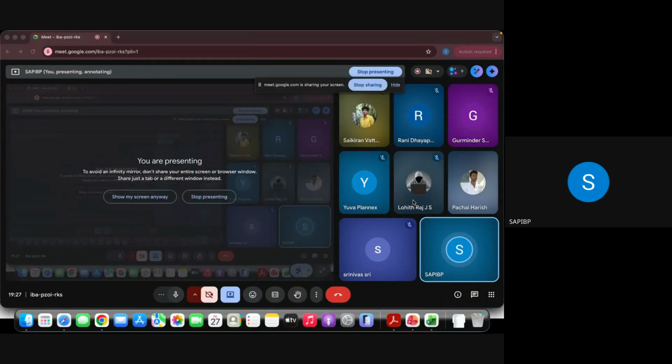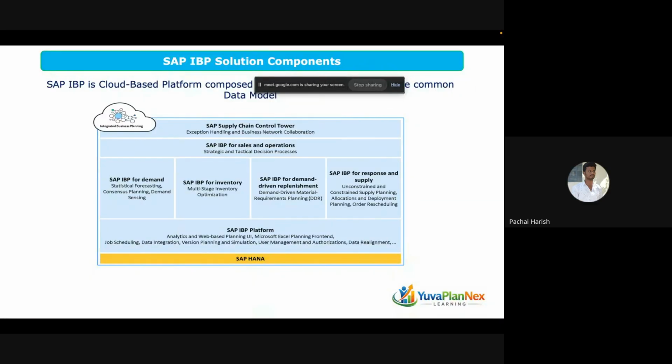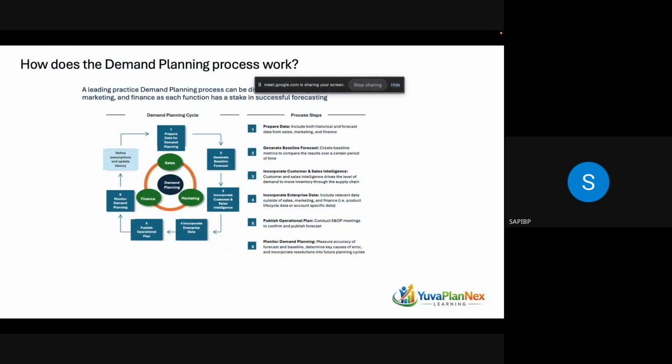Yeah, demand planning is the tool for forecasting the future demand with the sales history, or the past demand. Okay, then let me take it.